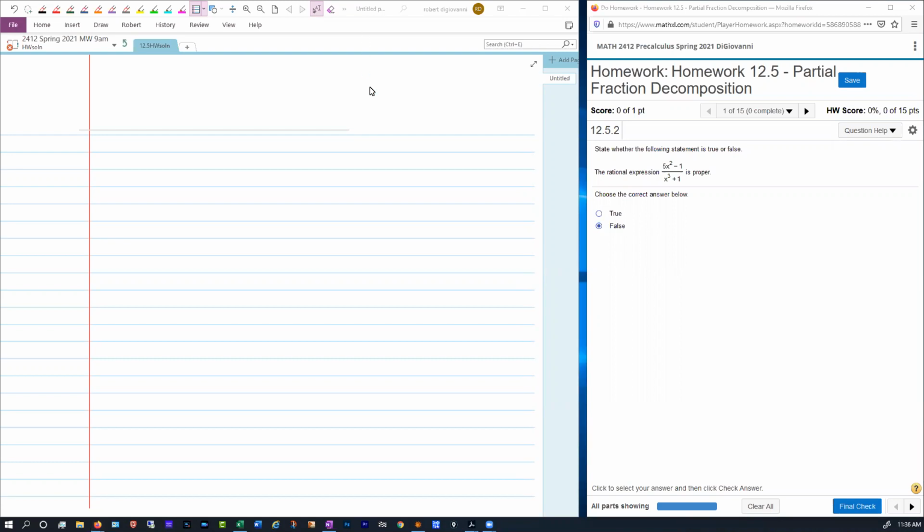Okay, I'm going to be working here on the homework for 12.5. So the first question asks whether or not this is a proper rational expression or not. All we're doing here to check if it's proper is determining whether or not the degree of the numerator, which here is 2, is smaller than the degree of the denominator here, which is 3. So in this case, since 2 is less than 3, the answer would be true. Now, had they been equal or had the numerator been bigger than the denominator, then we would say it's false.